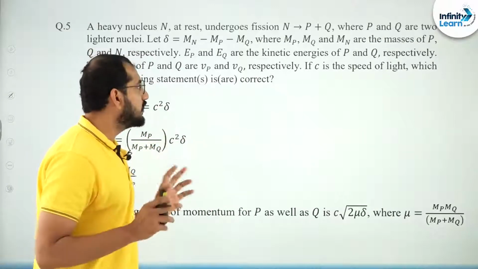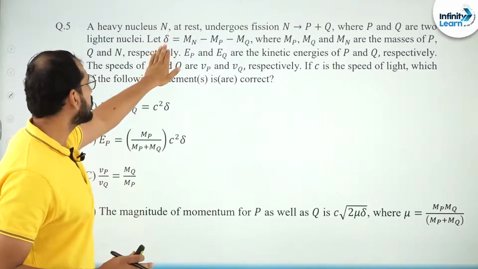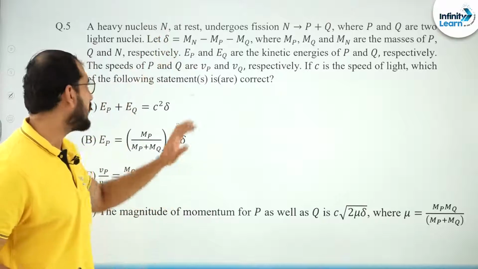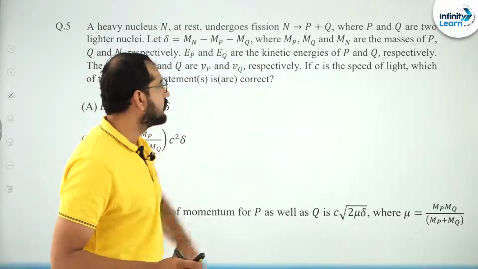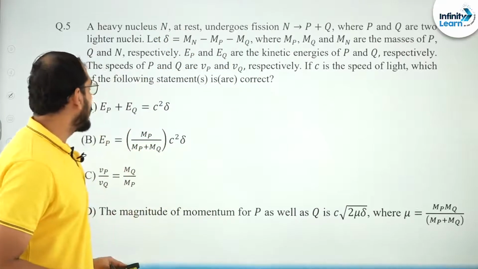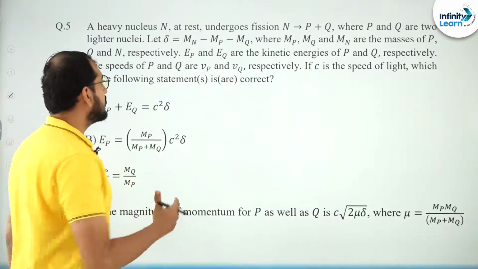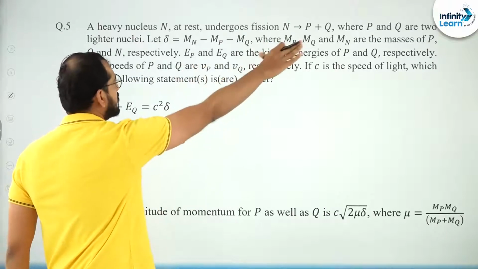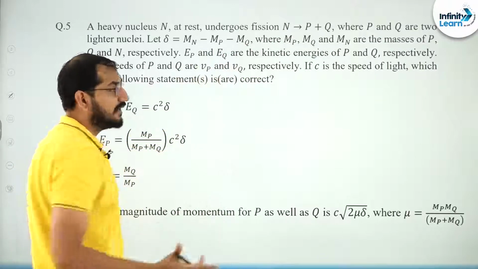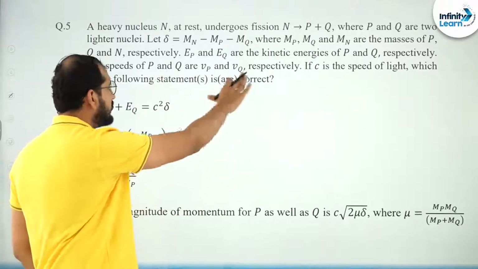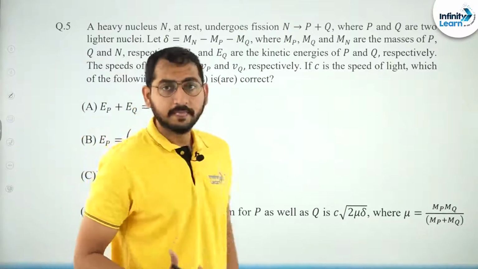So there is a quantity of mass defect which is given in this question, that delta, which is the mass defect, is N minus P minus Q masses. And now in the question it is also given that the energy of this P and Q, this E represents basically kinetic energy, and their velocities Vp and Vq are also given in the question.